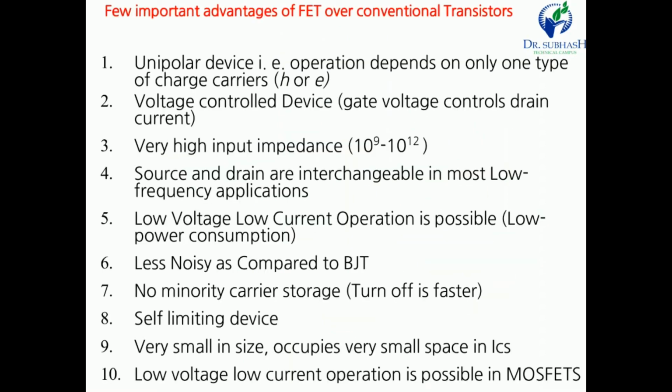Now, a few important advantages of JFET over the conventional transistor. The transistor is a bipolar device, whereas FET is unipolar. The first advantage: FET is unipolar; either hole or electron is required to flow the current. Second, it is a voltage controlled current device. If we want to control our output current, then we have to change the voltage. If we change the gate voltage, then the drain current changes according to the input voltage.